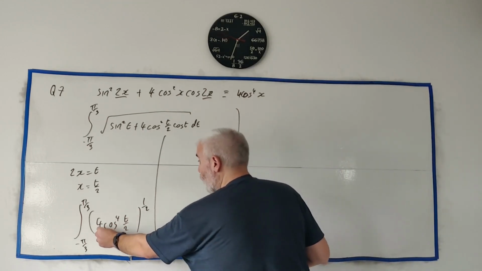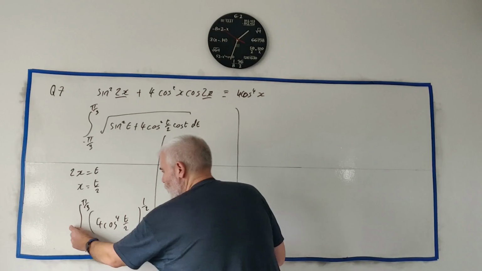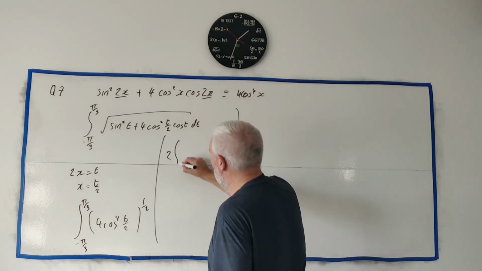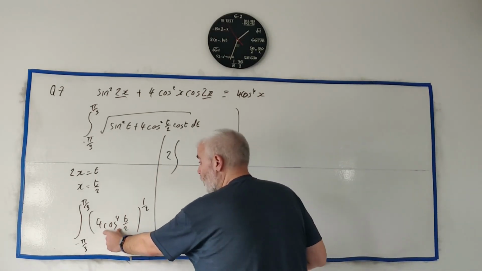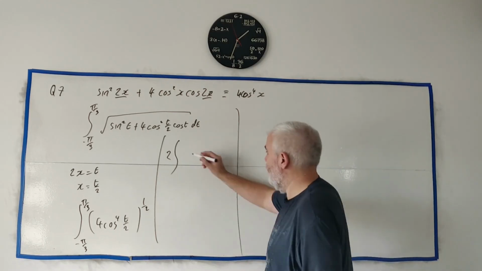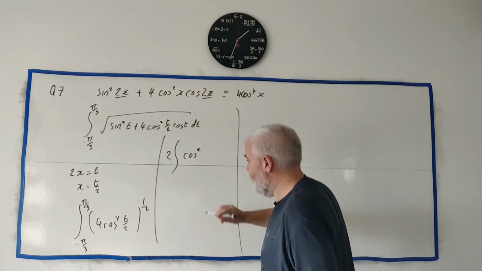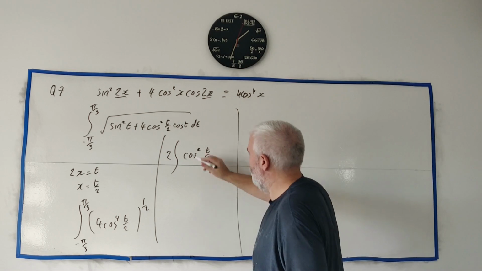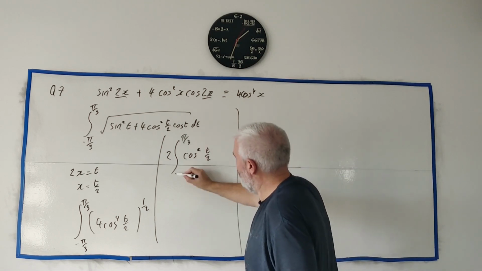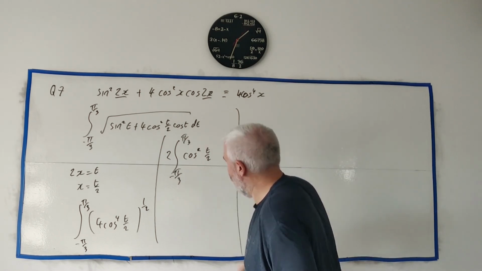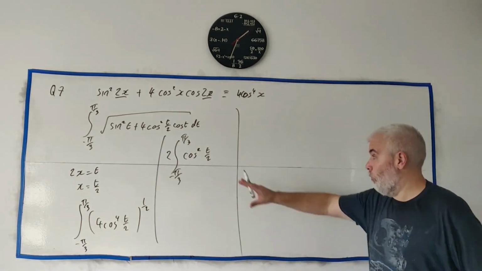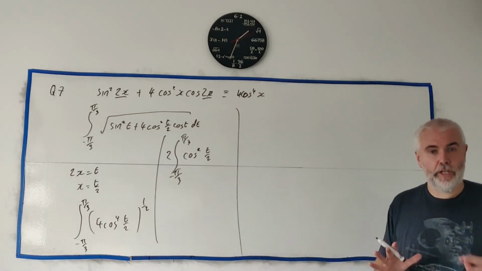The square root of 4 is 2, and that 2 can come all the way outside. So 2. The square root of something to the power of 4 is just something squared. So t over 2. Again, that's pi over 3 and minus pi over 3. So now this is what we have to solve. A lot more manageable looking, I hope.